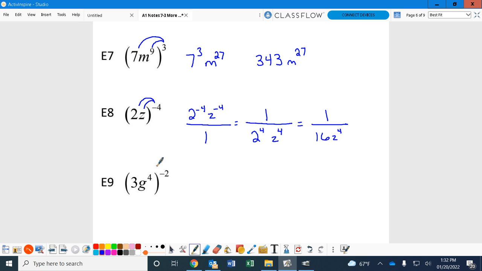So again, another negative power. It's going to be distributed to both of them. It's going to make it 3 to the negative 2 and g to the negative what? 8. Good. Negative 8. They're both negative powers. Because they're both negative powers, I have to draw my fraction bar. I have to put my 1. Whenever you have negative powers, they're going to have to switch to the opposite side. Since they're on the top, they're going to have to switch to the bottom to become positive.